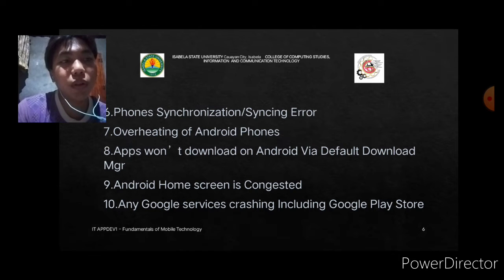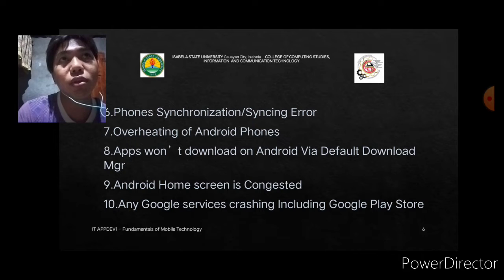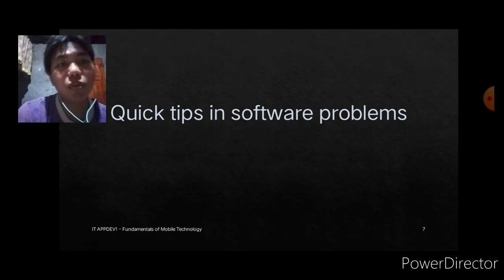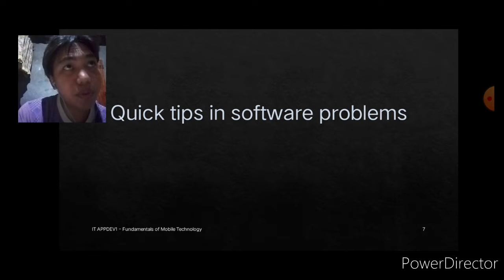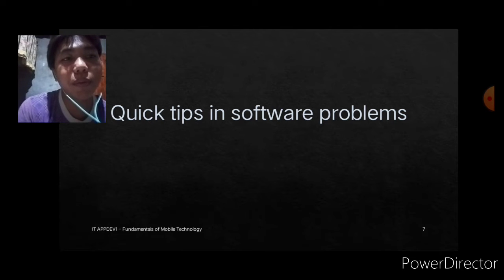Apps phone download and via default download manager. So ito naman is yung sa mga old phones or lower Android versions tulad ng Android 6 or 7 is hindi nila kayang i-handle yung mga bagong application yan. Next is Android home screen is congested and any Google service crashing including Google Play Store. So those are some software problems na ating bibigyang tuon, and then here's some quick tips in software problems.